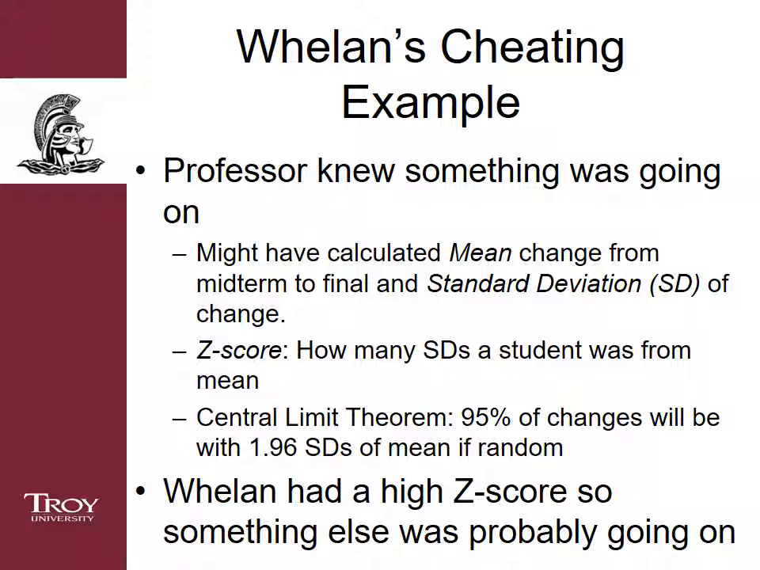Now that's different from what the professor's doing. He's using it to say, hey, is this person hanging in there? Is the difference I'm seeing kind of normal, that we see some people do a little better than others? And in Whelan's case, I'm using these numbers hypothetically, if he's 2.5 standard deviations away from the mean, wow, he's really what we call an outlier. He's out in the tail of the normal distribution.